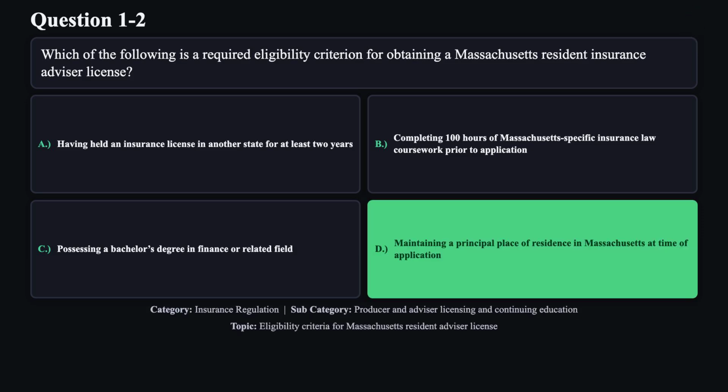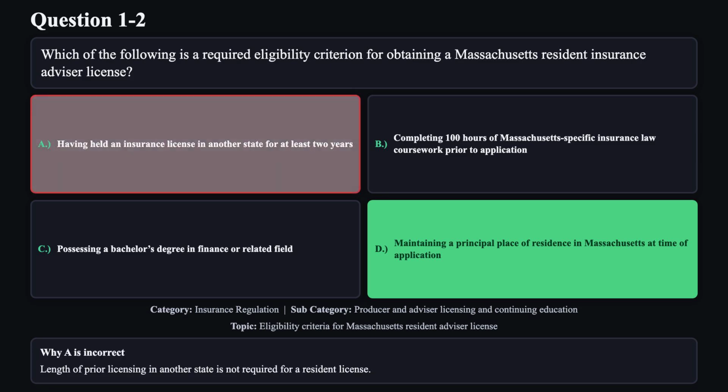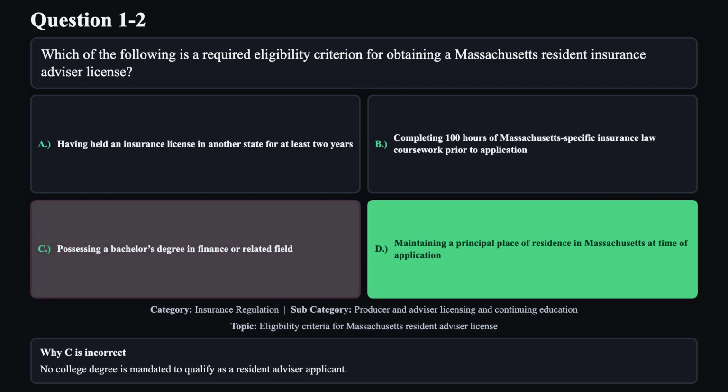The correct answer is D. Massachusetts requires that a resident applicant actually reside in the state when applying for a resident advisor license. Reason A is not correct. Length of prior licensing in another state is not required for a resident license. Reason B is not correct. Pre-licensing coursework requirements relate to continuing education, not initial eligibility. Reason C is not correct. No college degree is mandated to qualify as a resident advisor applicant.